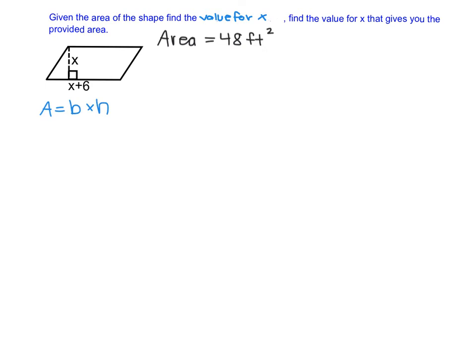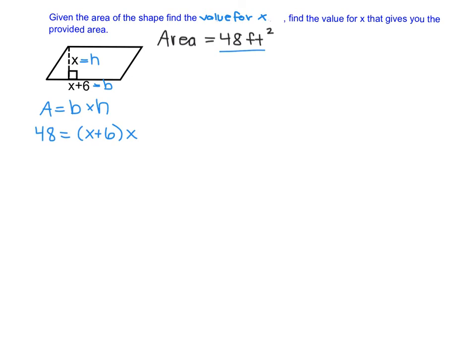So if we look here, we can see that our height is equal to x, and our base value is equal to x plus 6. So if I start to fill in these values here, my area, which is 48 feet, is equal to my base, which I'm going to put in parentheses here, which is x plus 6, and my height, which is x. So I've written out my equation here, and now my goal is to solve this.